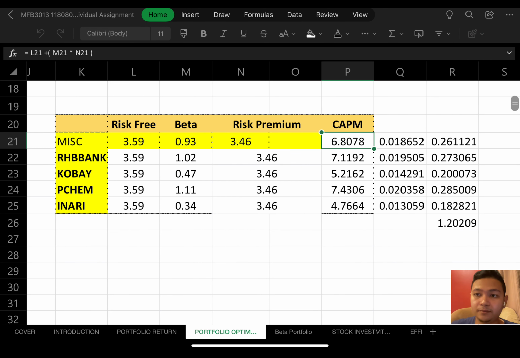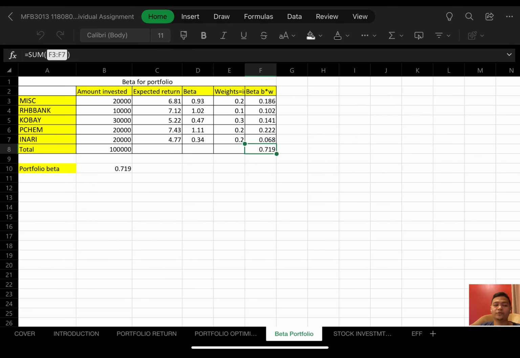Moving to the part below, which is the calculation of CAPM. We use risk-free rate, beta, and risk premium to calculate CAPM. The risk-free rate and risk premium are identical for all stock companies, which is 3.59 for risk-free and 3.46 for risk premium. But beta is different according to the stock. For MISC it is 0.93, for RHB Bank 1.02, for Kobe 0.47, for PCAM 1.11, and for Inari 0.34. We calculated CAPM by adding the risk-free rate and the multiplication of beta and risk premium. So the CAPM for MISC is 6.80, for RHB Bank 7.11, for Kobe 5.2162, for PCAM 7.4306, and for Inari 4.7664. Moving to the next part, which is beta portfolio.